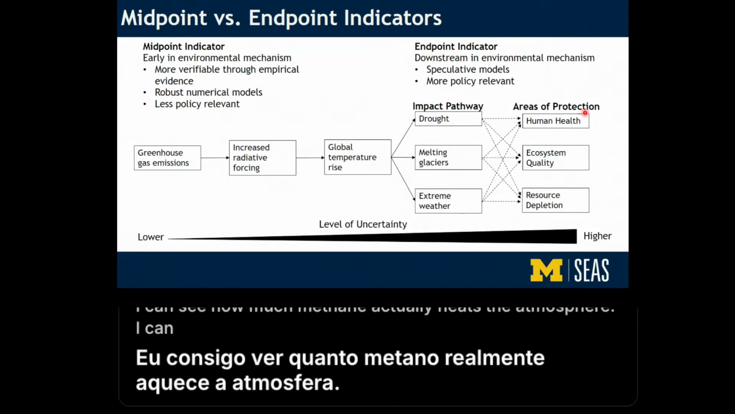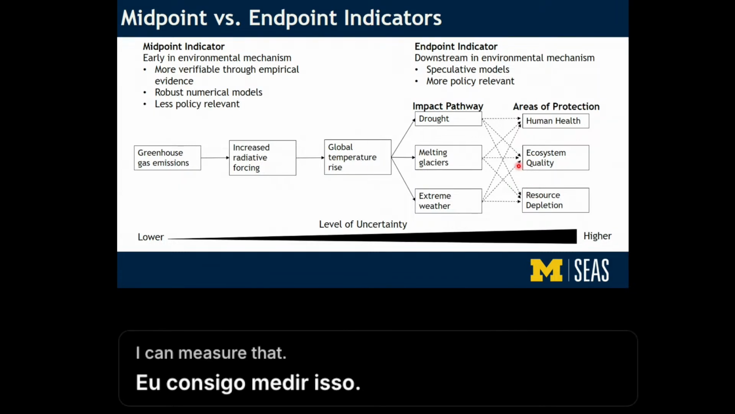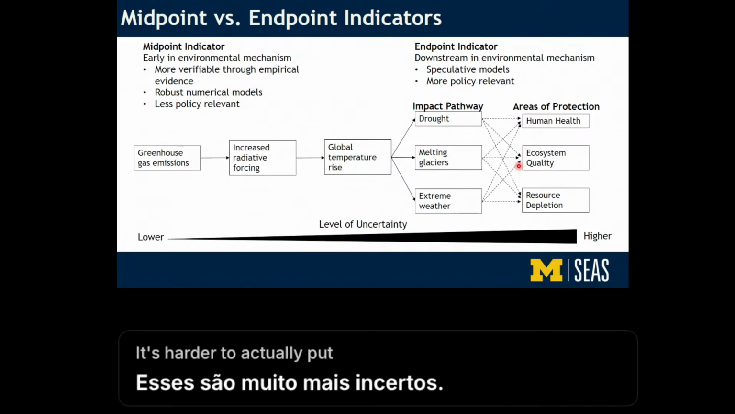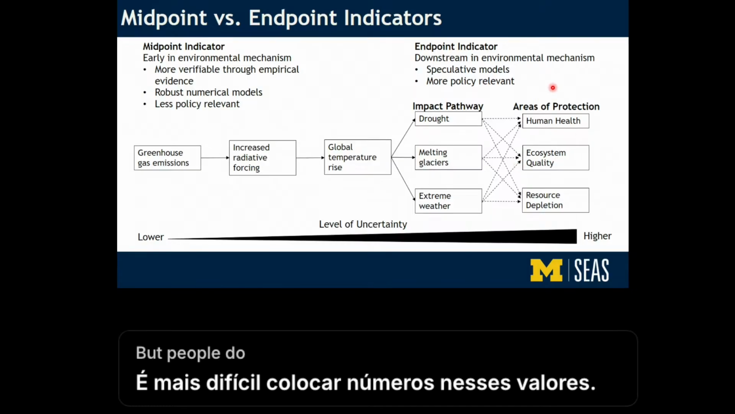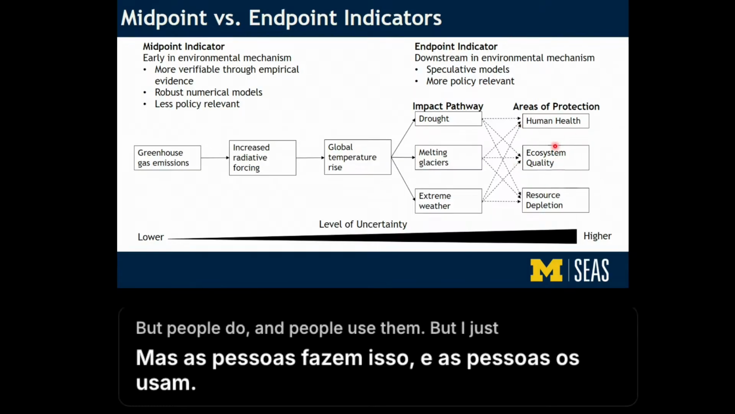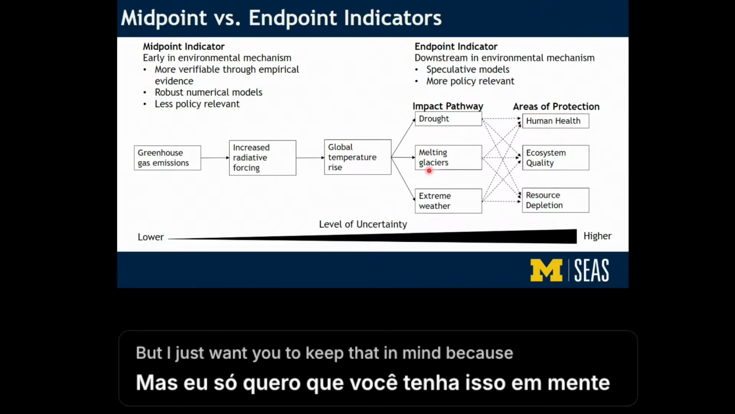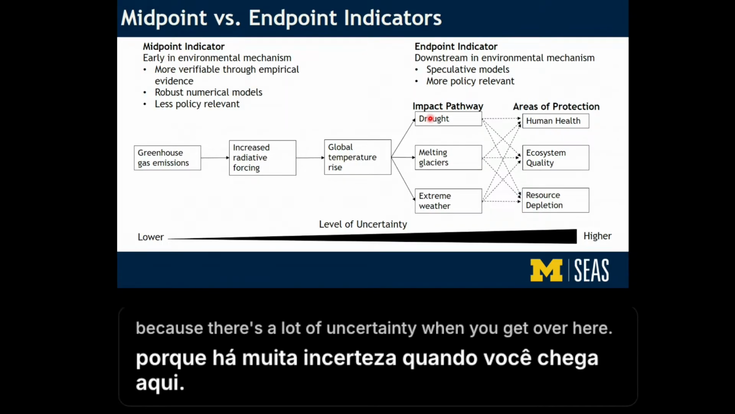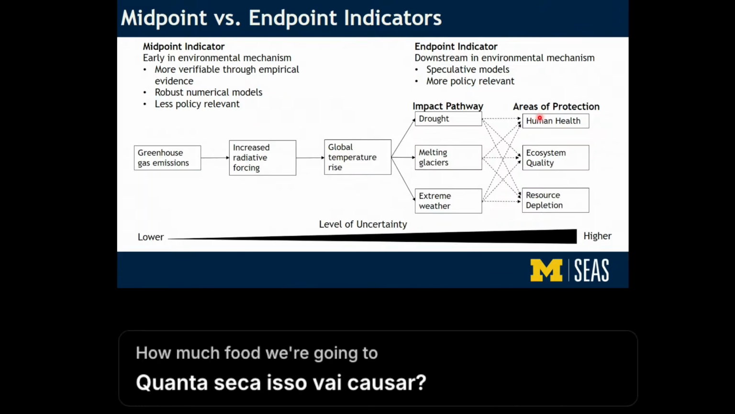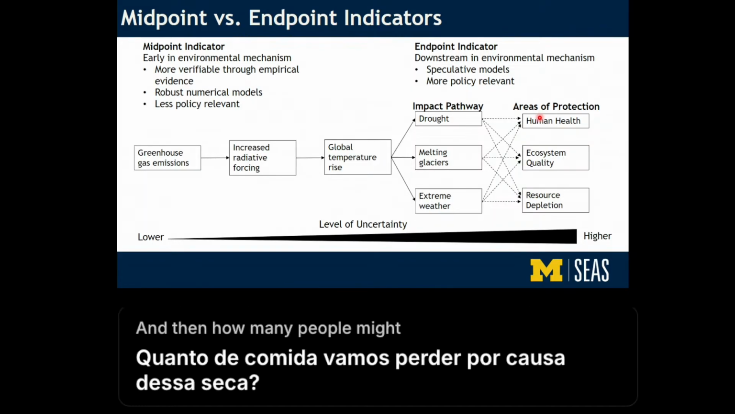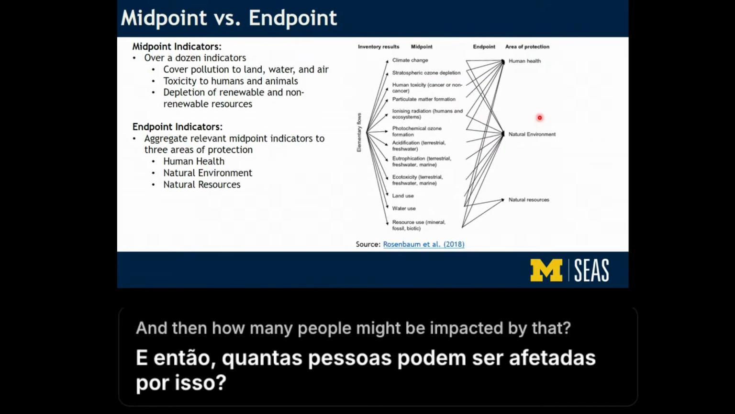These are much more uncertain. It's harder to actually put numbers on those, but people do, and people use them. But I just want you to keep that in mind, because there's a lot of uncertainty when you get over here. How much temperature rise, how much drought it's going to cause, how much food we're going to lose because of that drought, and then how many people might be impacted by that are very speculative. So much more uncertain. And there's lots of these indicators.